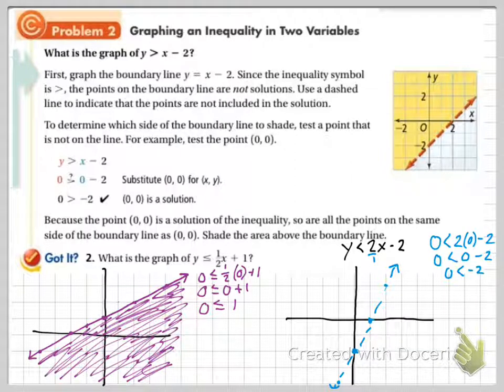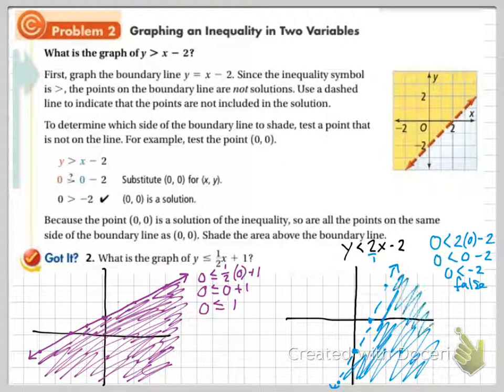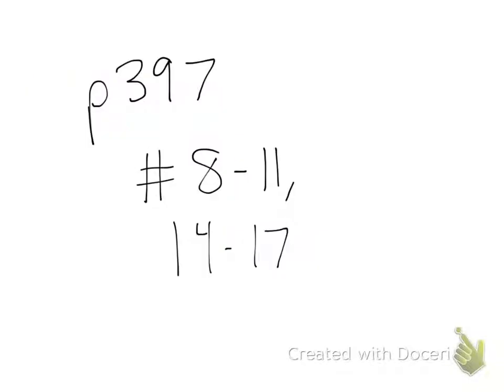That's not true. So I do not shade this side. Okay, this is the side that has the point 0, 0. I'm not going to shade that side because it came out false. I'm going to shade the other side. And again, if you're not sure if you got it right, choose a point in your shaded area and plug it in. Check it out. And there's your homework.